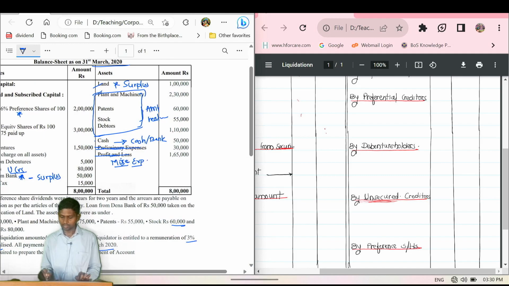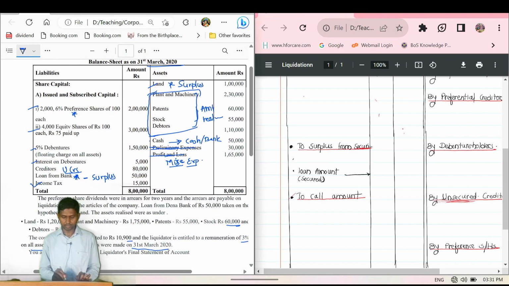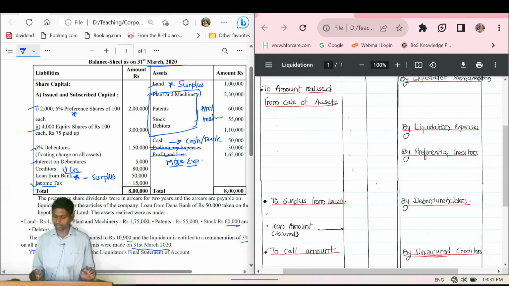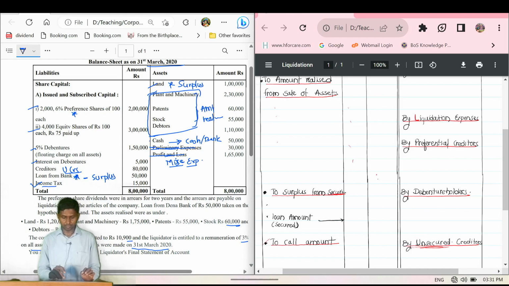Yes, in surplus what do we write? We write liability name with their amount as well as asset name with their amount, correct. Therefore this is a part of surplus. Then after that income tax, we have already written income tax here in preferential, okay, understood.